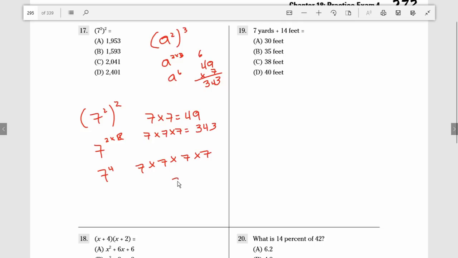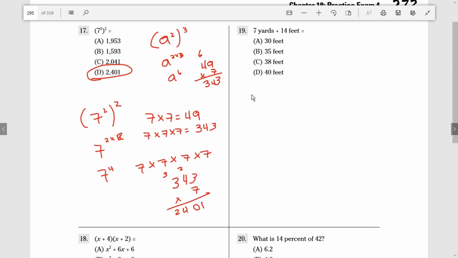We take 343, multiply it by 7. 7 times 3 is 21, carry the 2. 7 times 4 is 28, 29, 30, carry the 3. 7 times 3 is 21, plus 3 is 24. So this is 2,401. Again, testing your knowledge of exponents.